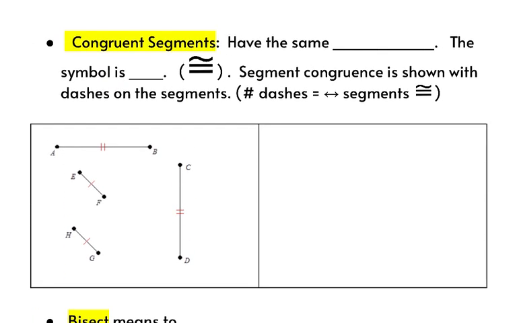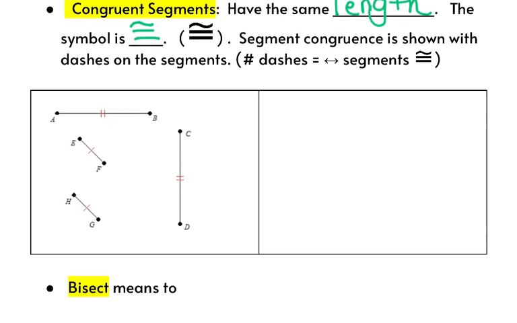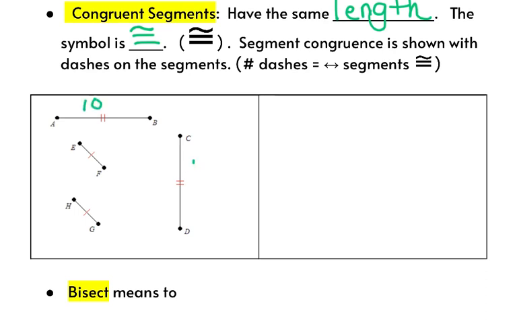All right, so now a little bit of vocabulary. Congruent segments have the same length. And the symbol is an equals sign with a squiggle over it because they are equal in measure and their lengths are the same. So segment congruence is shown with little dashes. Obviously if you have numbers on here, you're like, well, those two have the same length. But if there are no actual numbers on it and you see the same number of dashes, we know those have the same length. Now watch how we write that.